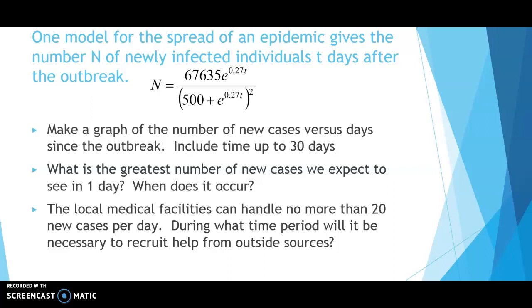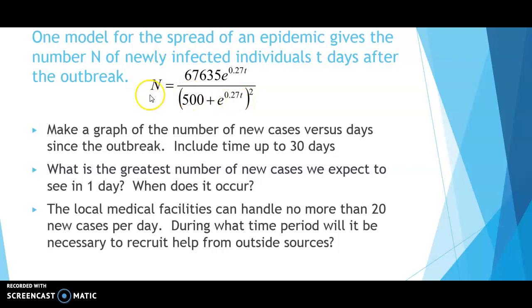Hello, we're going to look at a model for the spread of an epidemic. And so we have a formula here, and it tells us n, the number of newly infected individuals t days after the outbreak. So our first goal is going to be to make a graph of this. We're supposed to put time up to 30 days. So when I look at my formula, time is that x variable, so that has to go to 30 days.